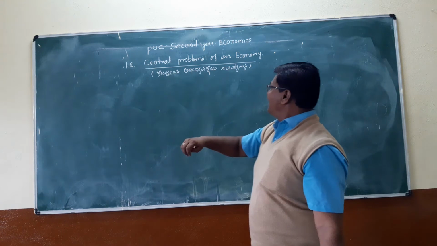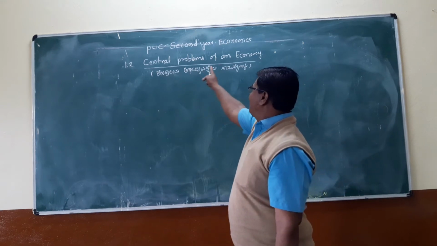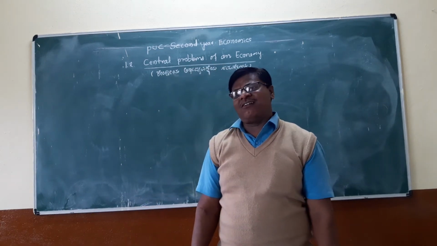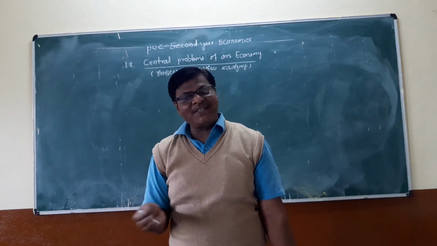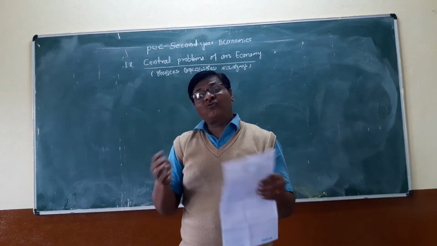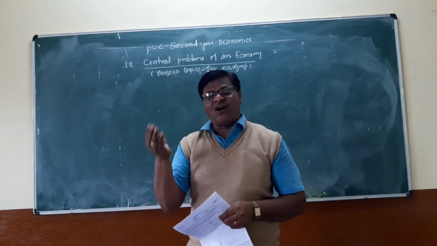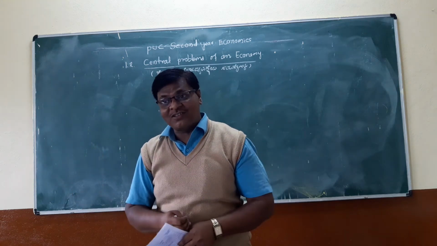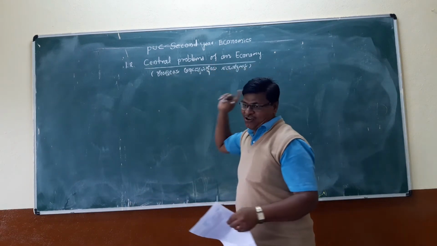What are the problems of an economy, or what are the central problems of an economy? There are a number of problems in the economy. First problem is what to produce. Second problem is how to produce. Third problem is for whom to produce. These are the most important problems: what to produce, how to produce, for whom to produce, when to produce, how much to produce. These are the central problems of an economy.